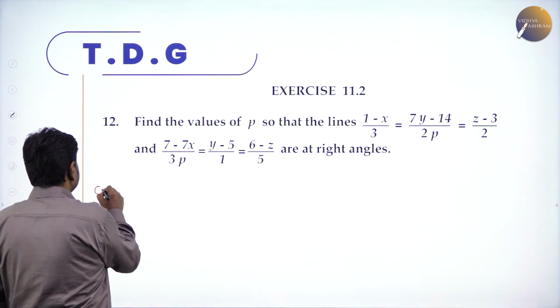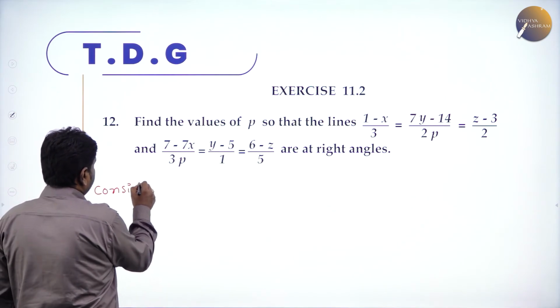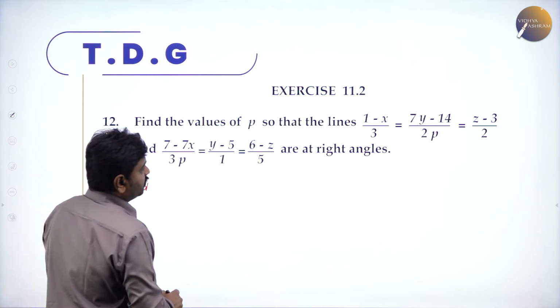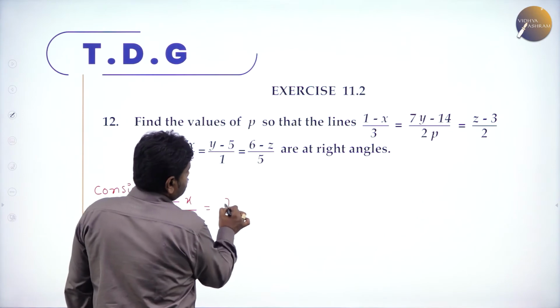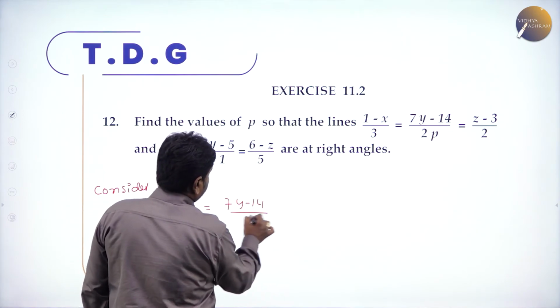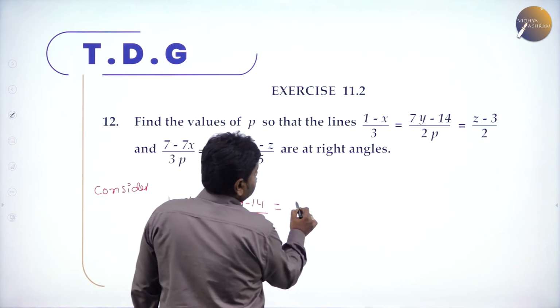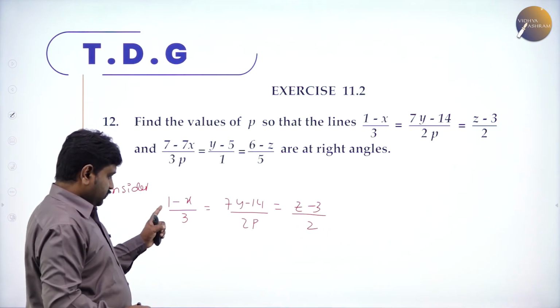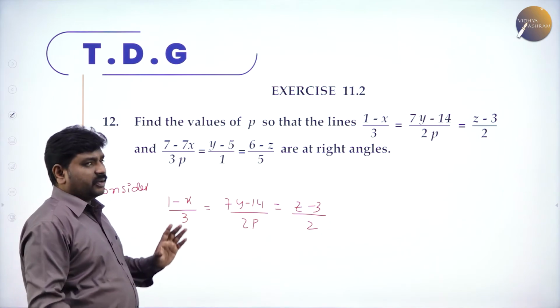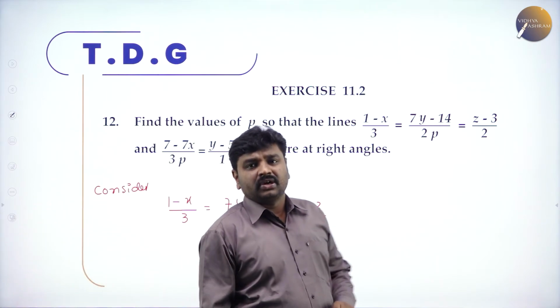So now consider the lines and write them in standard form. What is the first line they give? 1 minus x by 3, 7y minus 14 by 2p, and z minus 3 by 2. Very good question. See, I can't call this directly the first line because it's not in standard form. What is standard form?